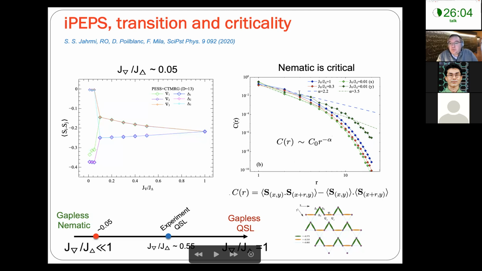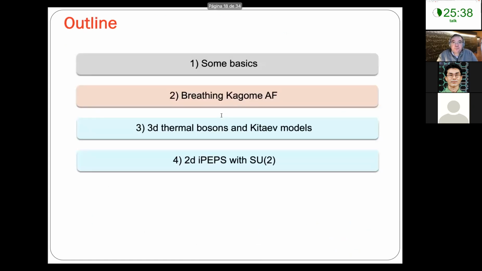That's what we are seeing here, with a critical exponent that looks like something between 2.2 and 3.5. So the nematic phase is critical. There is a phase transition here at 0.05, and eventually it goes to a gapless quantum spin liquid phase that is super large. These calculations were done with projected entangled simplex states, and they were published in SciPost.